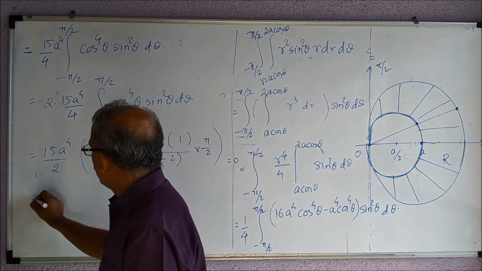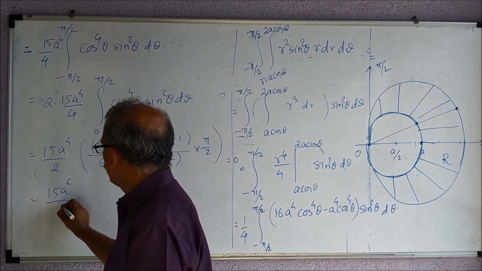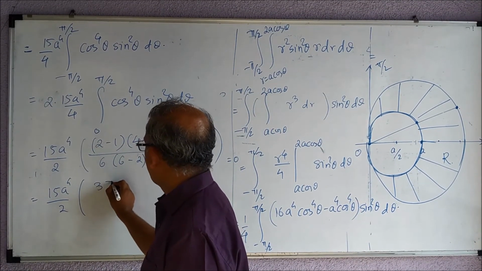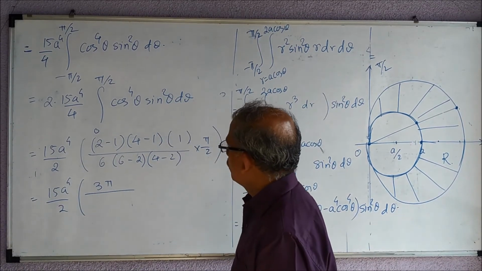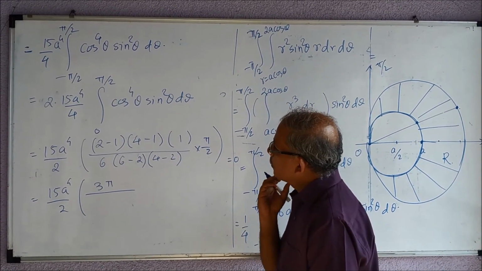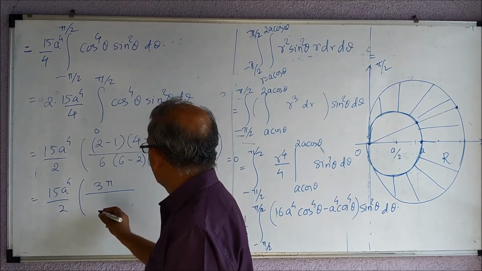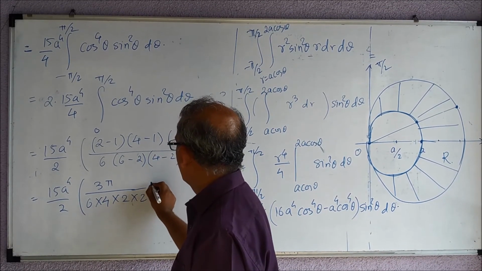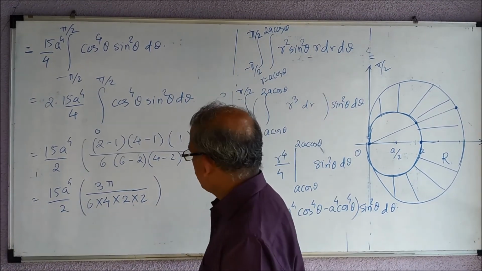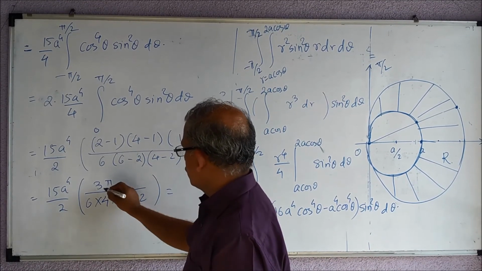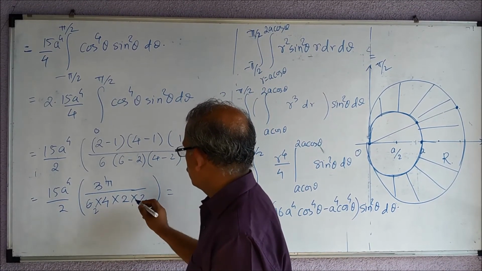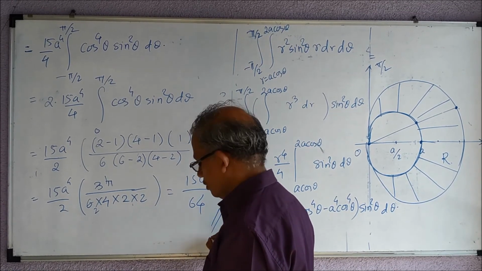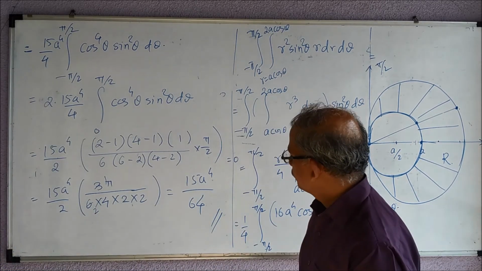So now this is equal to 15 a raised to 4 by 2 into 1 times 3, so 3 pi divided by 6 into 4 into 2 into 2. Okay, so if we simplify this, what we will get is 15 a raised to 4 by 64, and that's the correct answer.